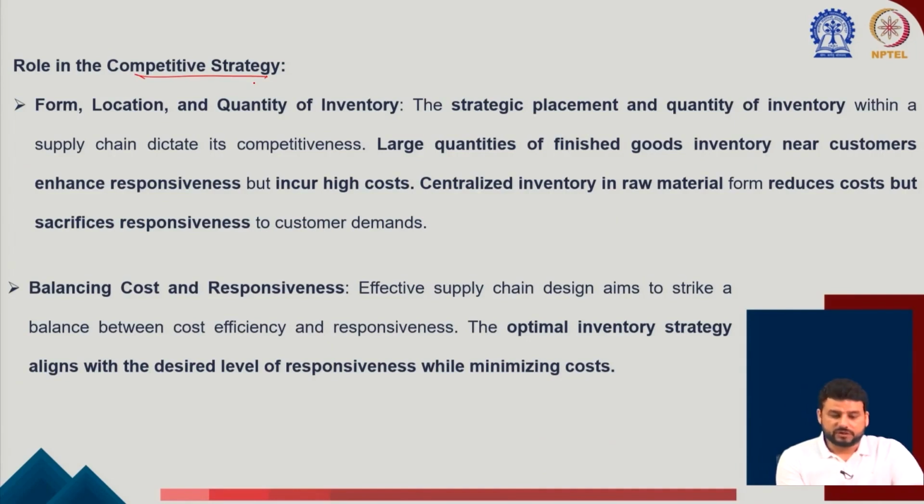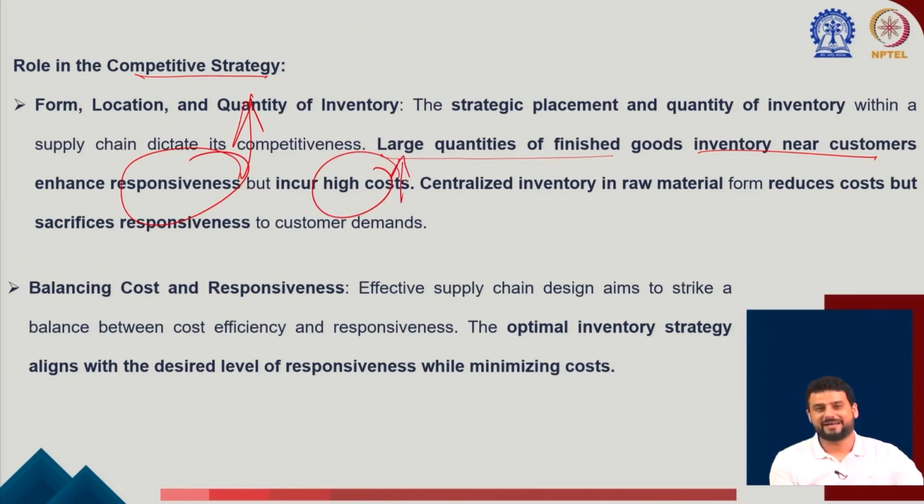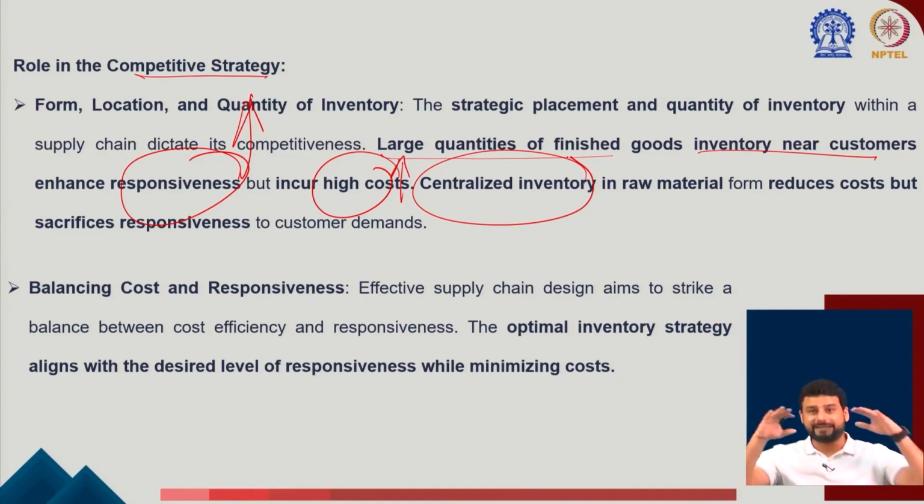First, we need to define where we will locate the inventory, right? How much inventory we will locate. If you are locating a large quantity of finished goods near the customer, obviously responsiveness will be very high. But then cost will also be very high. On the other hand, if you are keeping centralized inventory, then you can reduce the cost. Instead of maintaining inventory at 10 different locations, you are placing inventory centrally.